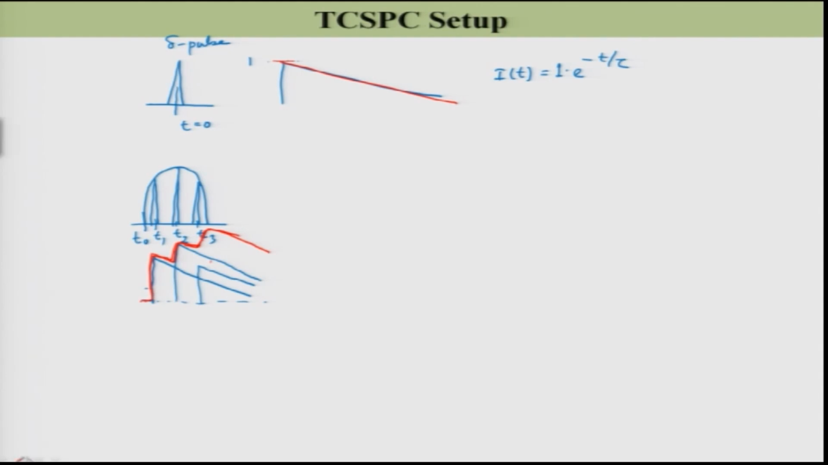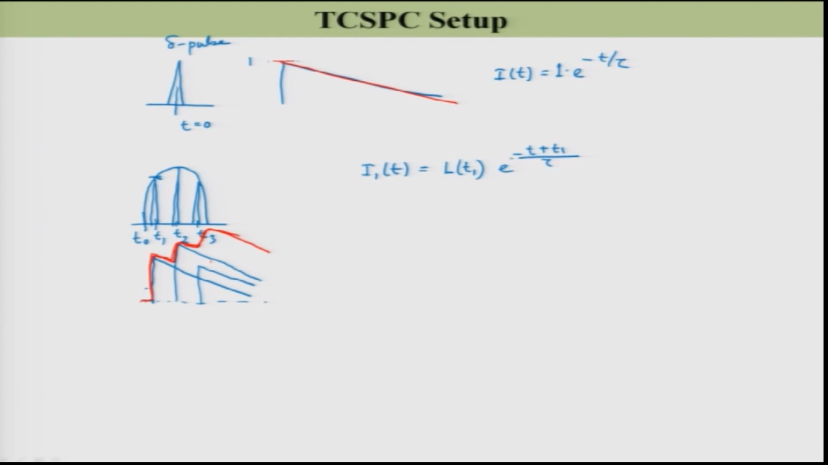Okay. Let me write the individual equations here. For the first one, I can write I1(t) equal to the intensity L(t1), because it has some intensity over here, and the fluorescence intensity at time t equal to t1 will be proportional to that intensity. So, I simply write L(t1) e to the power minus (t plus t1) divided by tau.